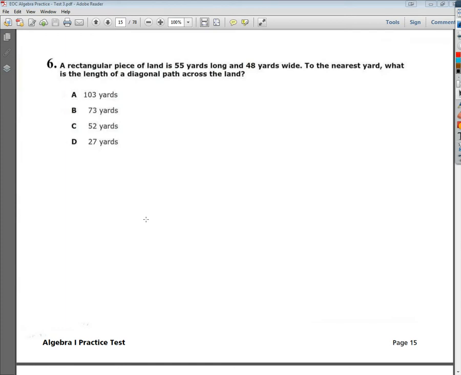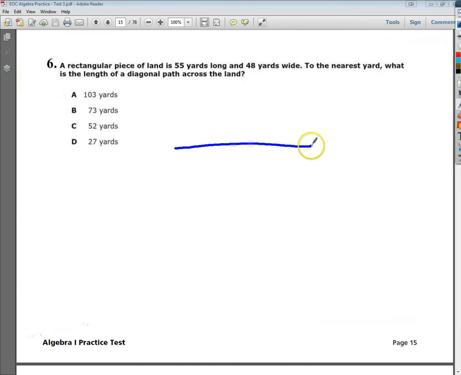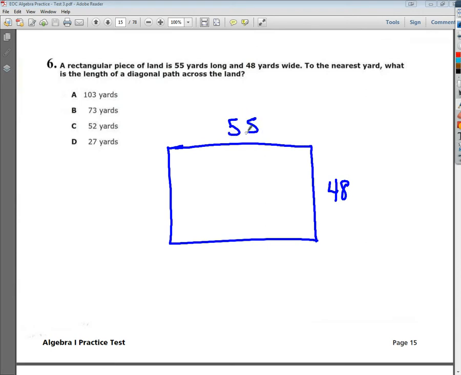I'm going to draw a little bit of a picture just to give myself a visual of what it's supposed to look like. So it's 55 yards long, so say it's something like this, and almost that same distance because it's 48. So I've got this going on for myself, and 55 up here. And then I want to know something about a diagonal path across. Diagonals go from the top down, of course, to the bottom. They want to know what this is.